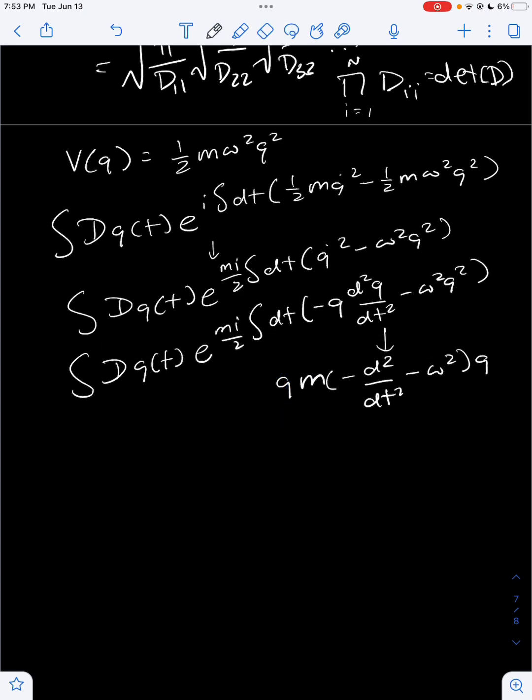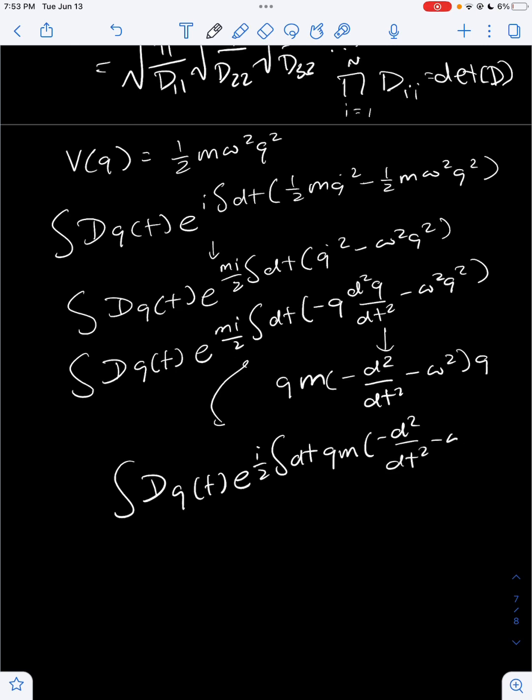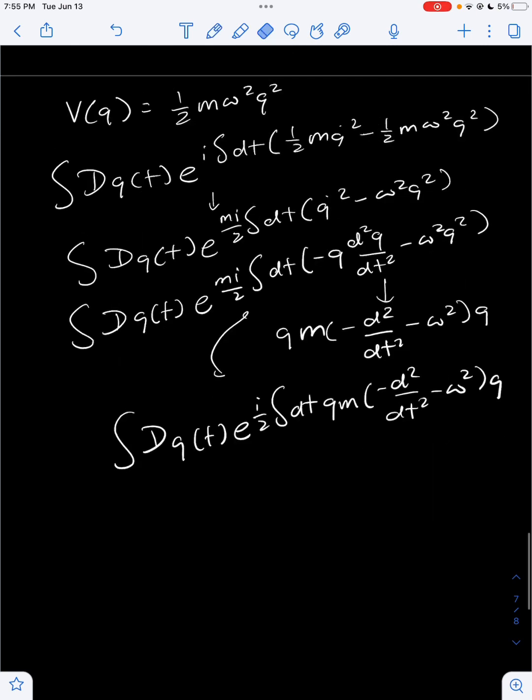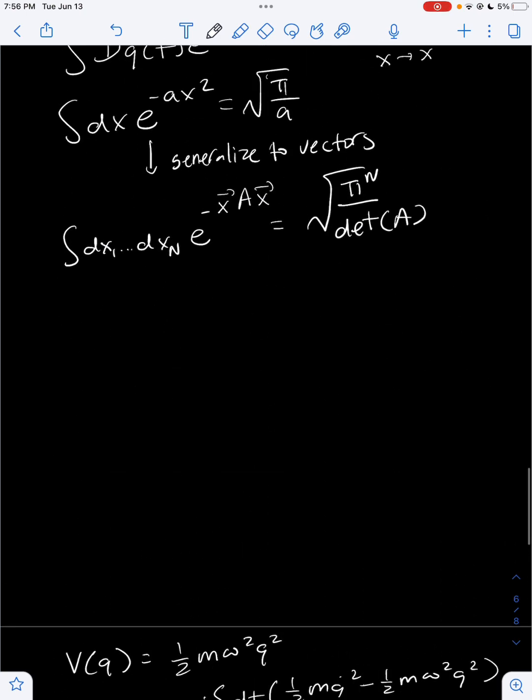So this means that this integral just becomes the integral over q of t of e to the i over 2 times the integral of dt, and then we're going to have q, m times this over here, times q. You can now just rewrite this part as minus 1 over 2i so that we can make this be negative. And now this is in the form of this over here.